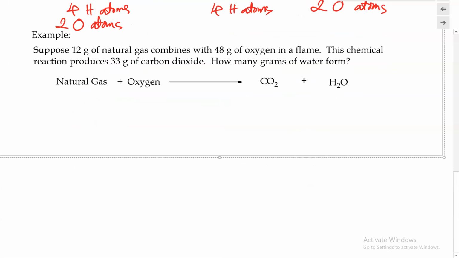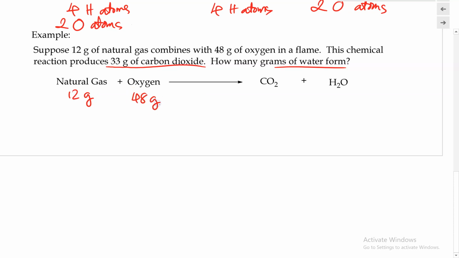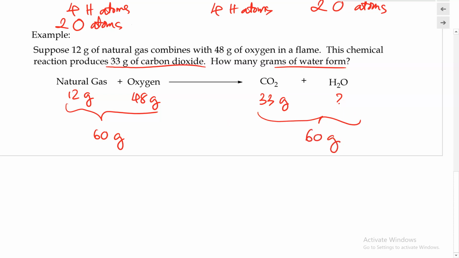Now let's try an example. Suppose we have 12 grams of natural gas combined with 48 grams of oxygen in a flame, so we burn this natural gas. This chemical reaction produces 33 grams of carbon dioxide. How many grams of water must be formed? When we combine natural gas with oxygen, it is converted into CO2 and water. Here we have 12 grams of natural gas and 48 grams of oxygen, which combined gives 60 grams of reactants. On the product side, we produce 33 grams of carbon dioxide. If we have 60 grams of reactants, we also need to produce 60 grams of products. That tells us there has to be 27 grams of water produced as well.